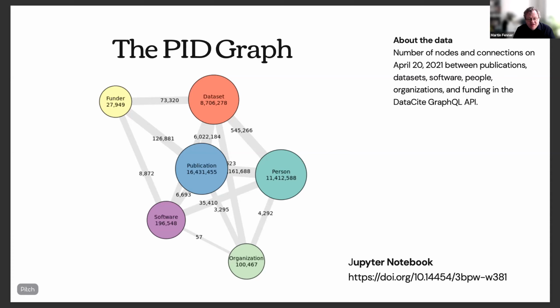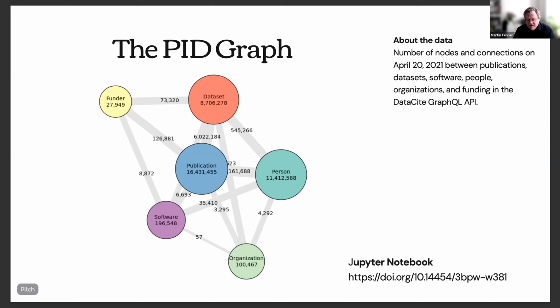And what you also see is the connections. There are a little bit too many lines, but you see, for example, dataset to publication, meaning data citations. We have about 6 million in this graph, whereas links between software and research organizations using a ROR identifier, that's a very small number still.